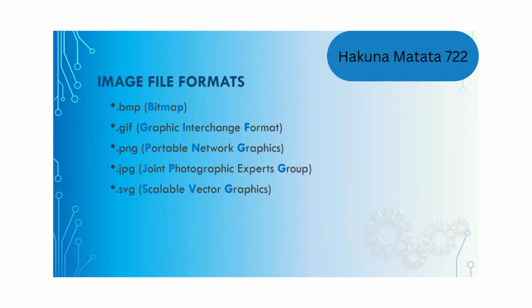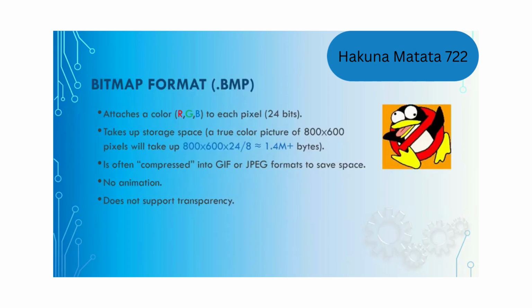Now we'll talk about different image file formats that we can use for storing images. We'll talk about Bitmap, GIF, PNG, JPEG, and SVG. So first we'll talk about Bitmap. Bitmap is based on RGB in 24 bits. So that means true color. You can consider it as a raw file without any compression. So it doesn't support animation, and it also doesn't support transparency.